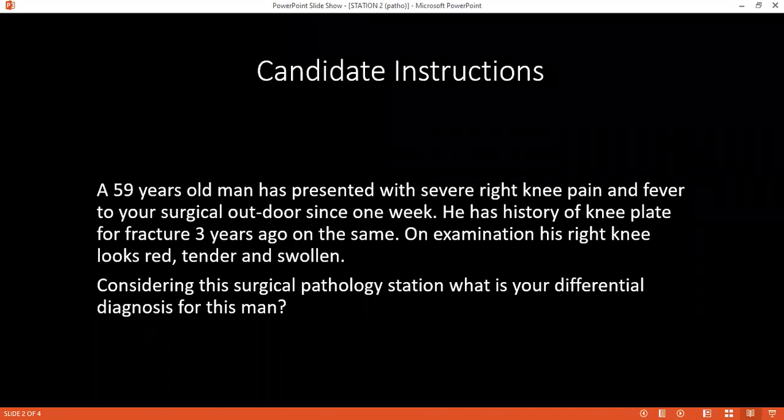Right, so if you've read and understood, kindly considering its surgical pathology station, kindly tell me what are the differential diagnoses that you will consider for this patient? I'd consider acute osteomyelitis, septic arthritis, gouty arthritis, hemarthrosis. Considering osteomyelitis, can you tell me what are the common organisms contributing to this condition?